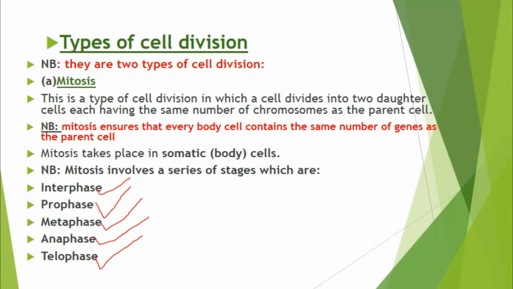So, learners, how many phases do you have? We have interphase, prophase, metaphase, anaphase, and then telophase. So the hierarchy is very, very important. Inter comes first, followed by prophase, followed by metaphase, anaphase, and then the final stage is telophase. So what do you need to know? In each stage you need to know what occurs there, what type of cell division occurs there, or what each phase involves.